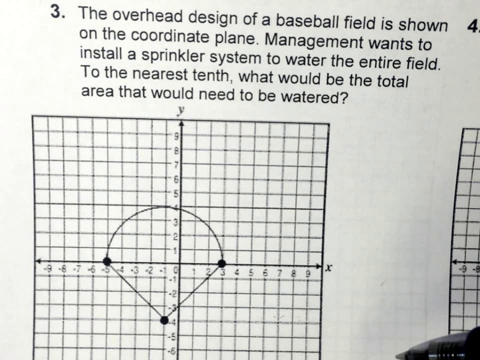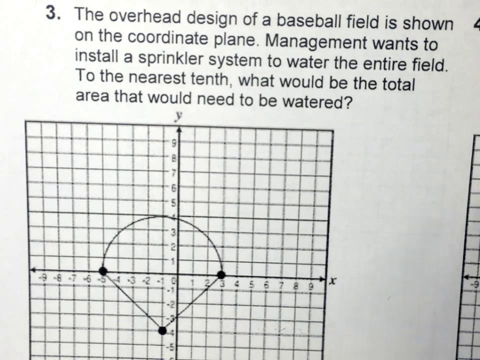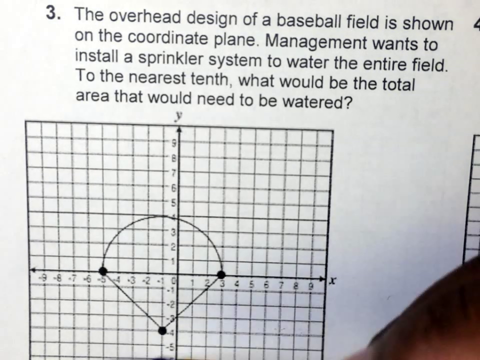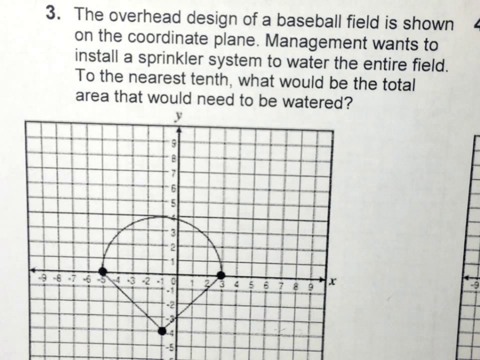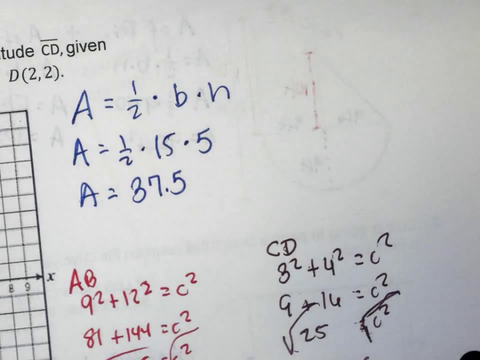Number three is talking about them putting in sprinkler systems for a baseball field. They want to know how much area they're going to cover. So you should know what two shapes you got to split into on that one. Y'all should be good on this. Handle your business. Be smart about number one.